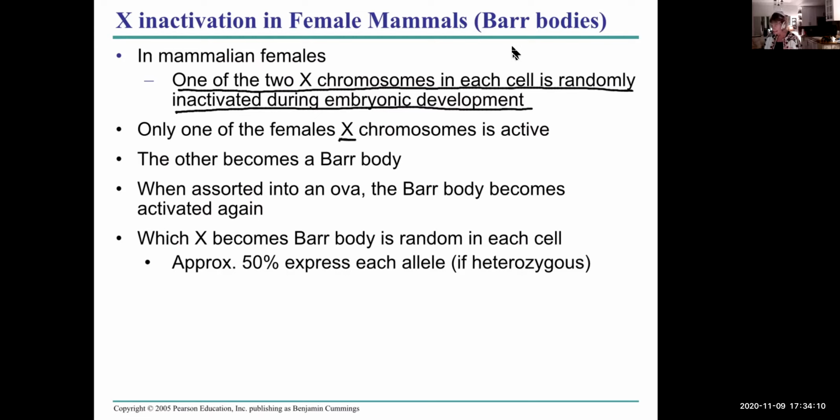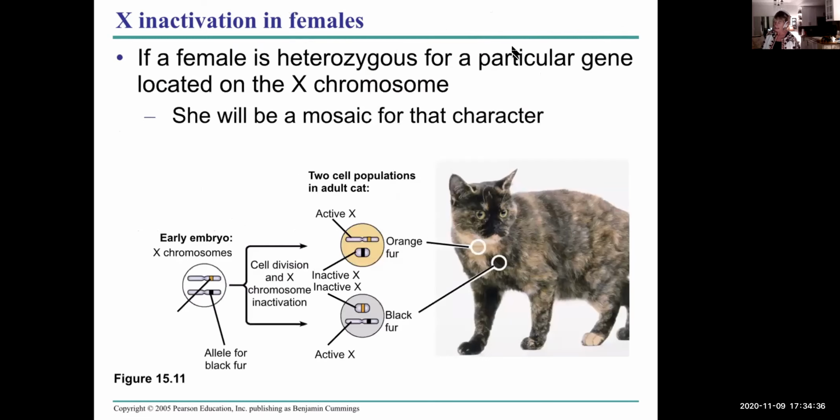The other one condenses and becomes a bar body. It condenses a lot like a chromosome. When it's assorted into the ova or the eggs, the bar body is activated again. But which X becomes a bar body is random in each cell. So that has implications. For example, this is a calico cat.